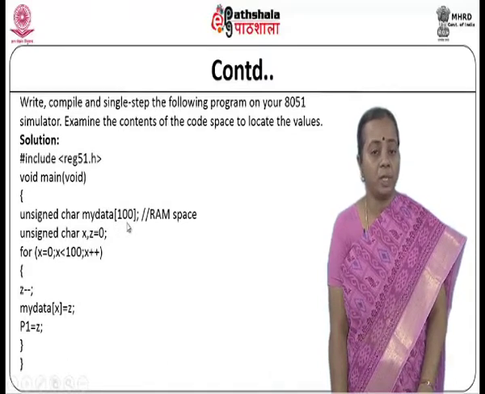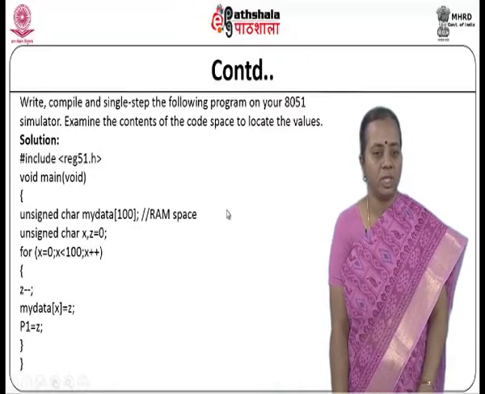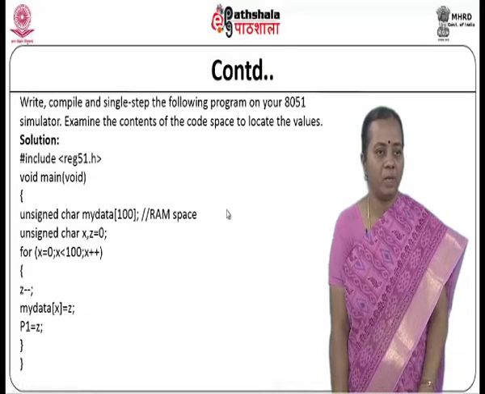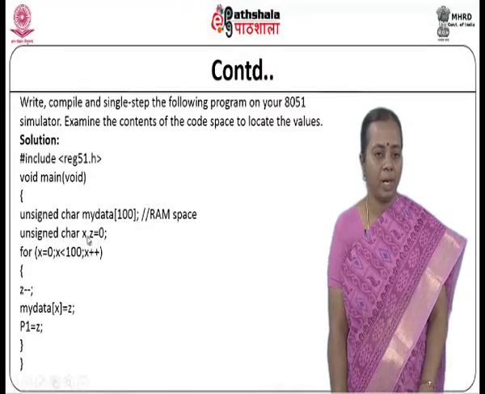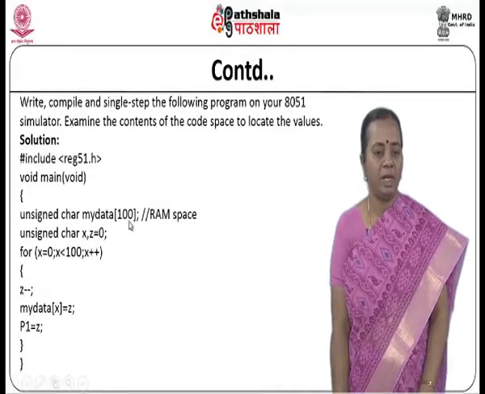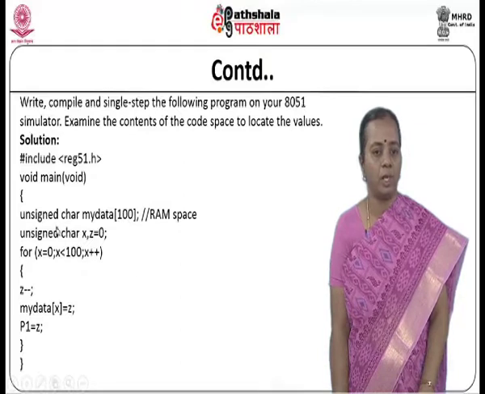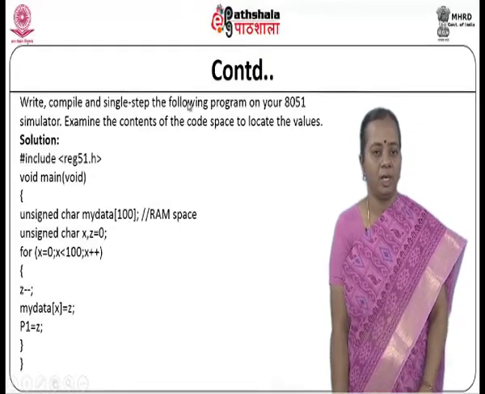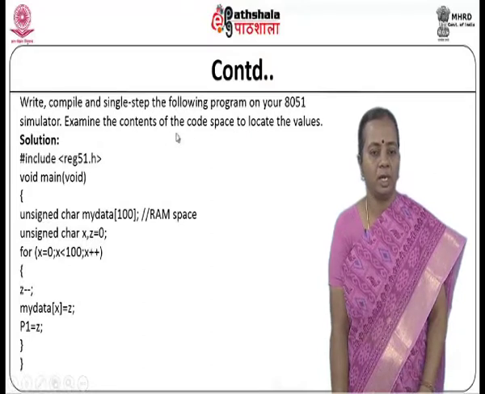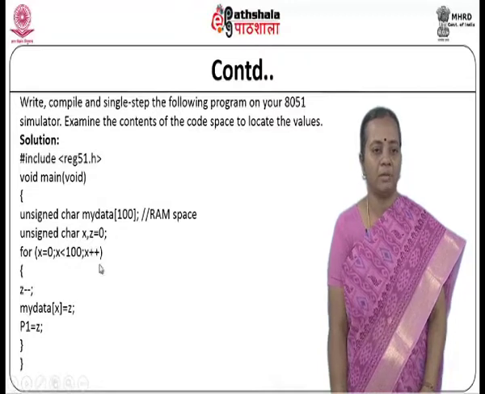If I am using a simulator, by looking at the memory it is easy for us to identify where values are stored, and we can visualize that with the memory. So, in the simulator, if I run this particular code, I can easily see that the 100 data values are stored in my RAM space itself. This is to demonstrate the contents of the code space and to locate where the values are being accessed, which we can monitor.